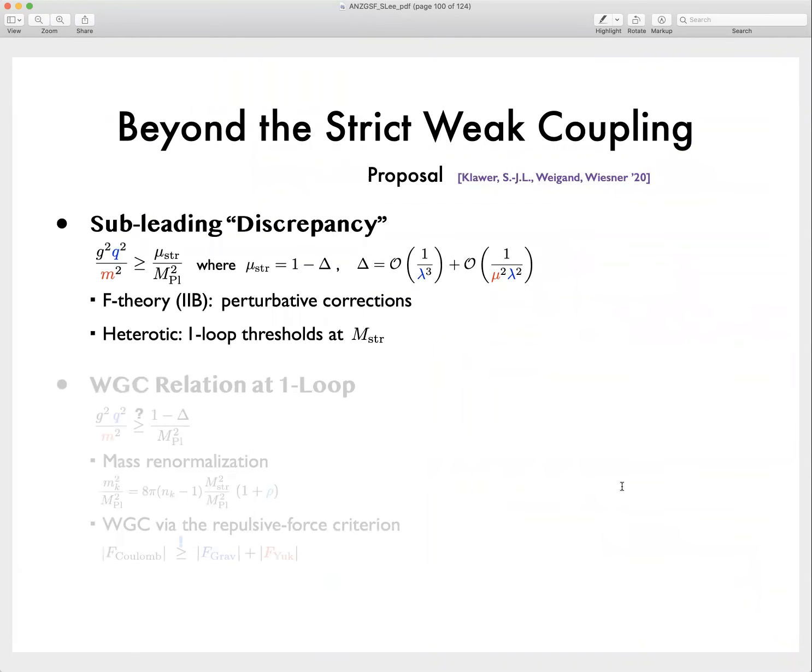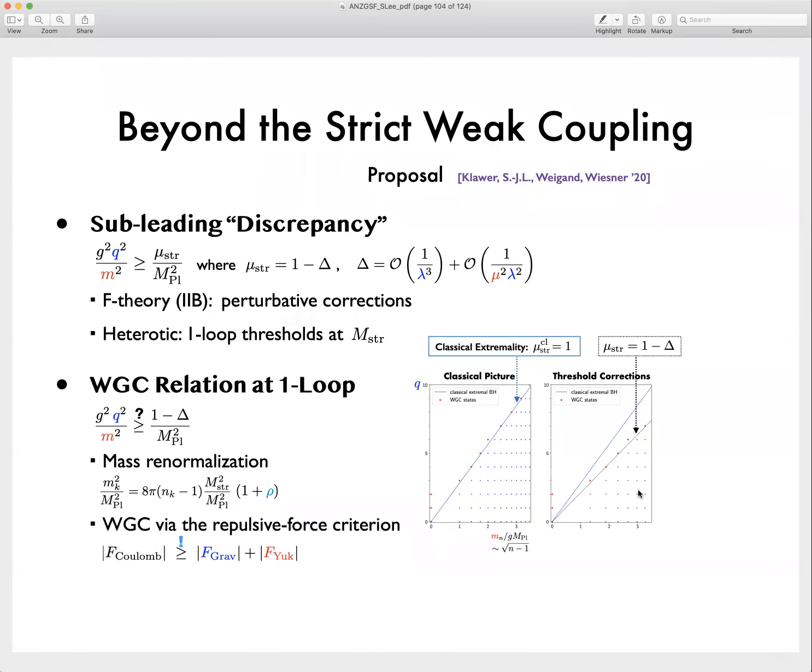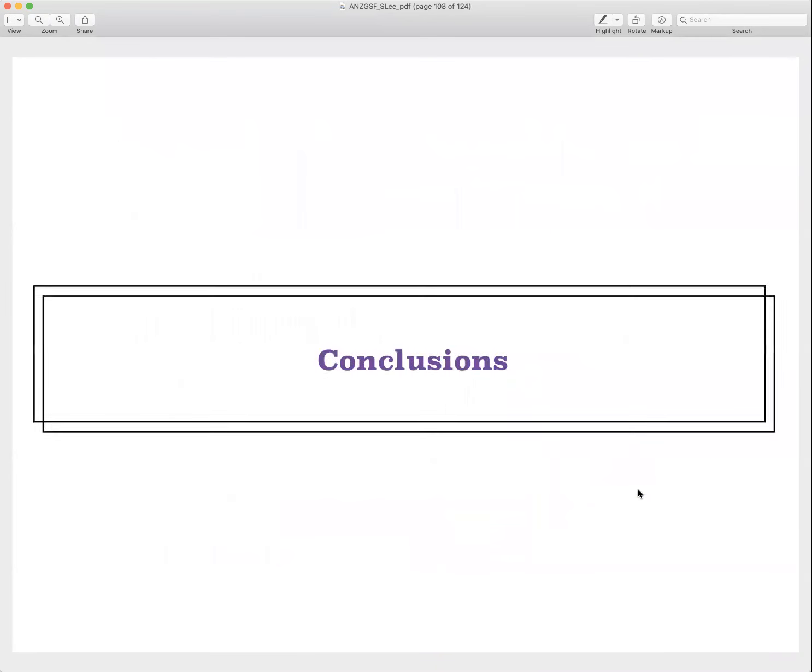Actually, I'm running out of time. So although I brought this story about the interpretation of these subleading effects, let me actually not talk about this and just jump to the conclusions. I mean, the story is again a victory for the sublattice, but let me not give you the details of this and just conclude.